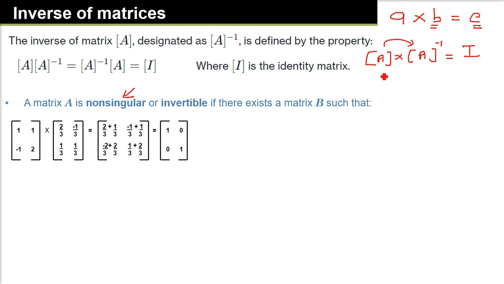So matrix A is non-singular. What is a singular matrix? A singular matrix is one whose determinant is 0. Non-singular means the determinant is not 0. So how do we write it?